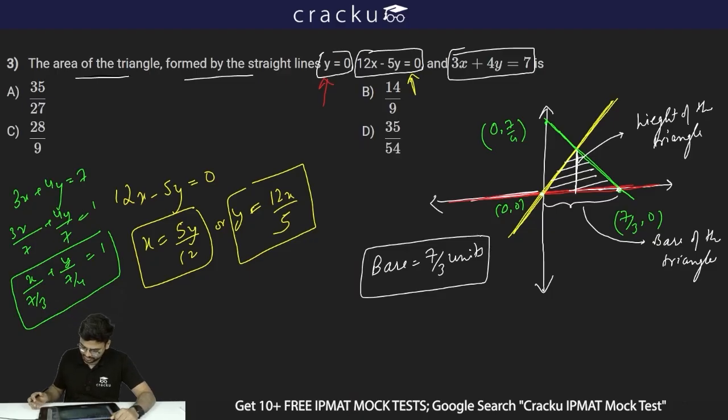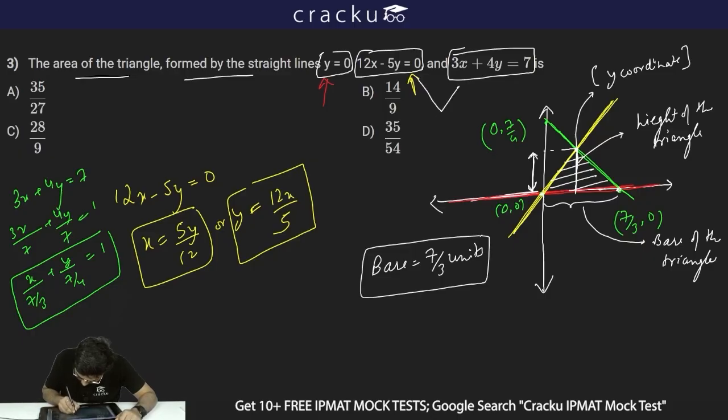Now what will be the height? To find out the height, I have to find out the y coordinate of this point, because this is the height, and this is the y coordinate of that particular point. So in order to find the y coordinate of that particular point, I can figure out the intersection point of these lines.